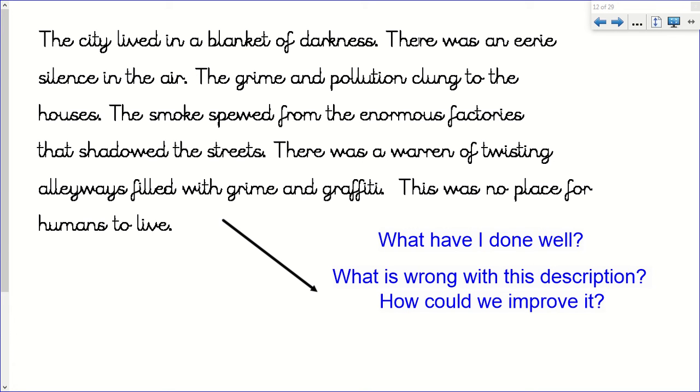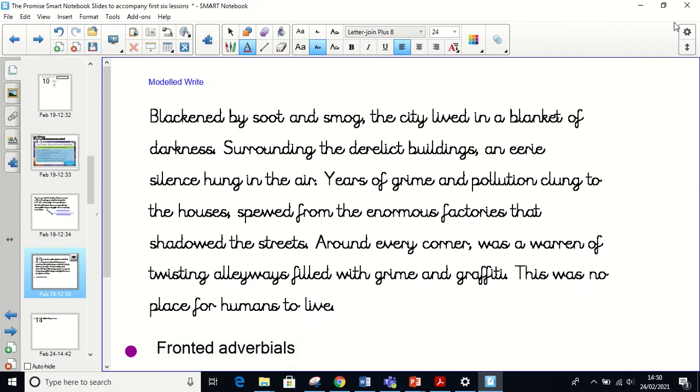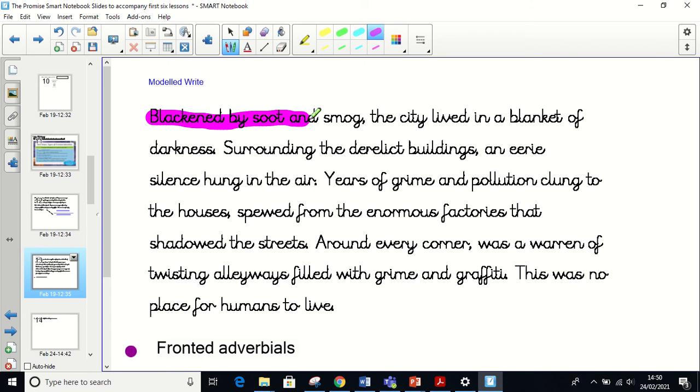So on the next page, I've taken this and I've tried to improve it. So let's have a look at what I have done. In fact, I'm going to come out of here so we can highlight. I'll get my highlighter pen. It's on purple. Okay, so I put the city lived in a blanket of darkness. I've added blackened by soot and smog, comma. So I've added my first fronted adverbial. So that's manner, isn't it? It's how the city is living. It's blackened by soot and smog.